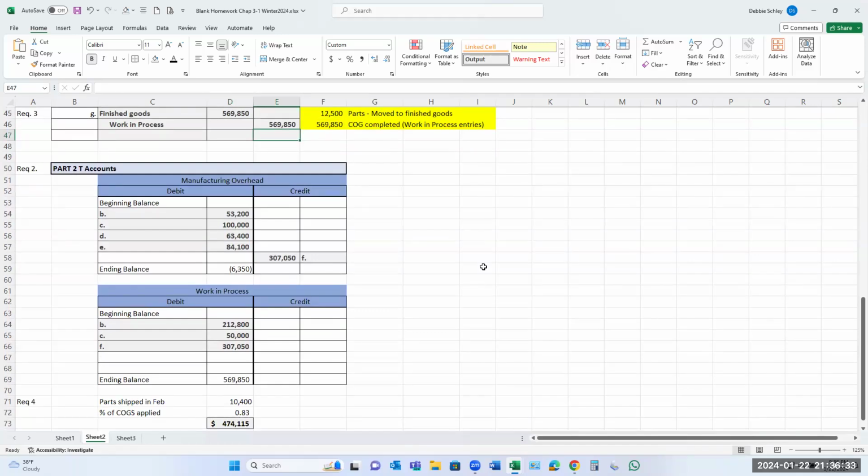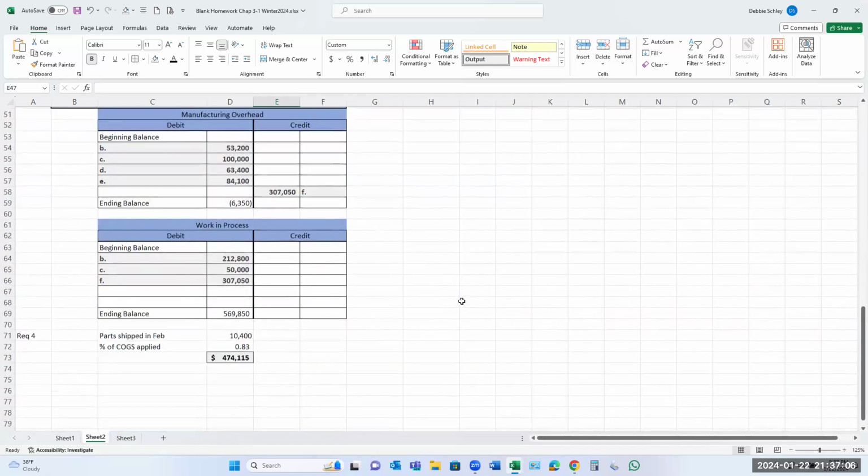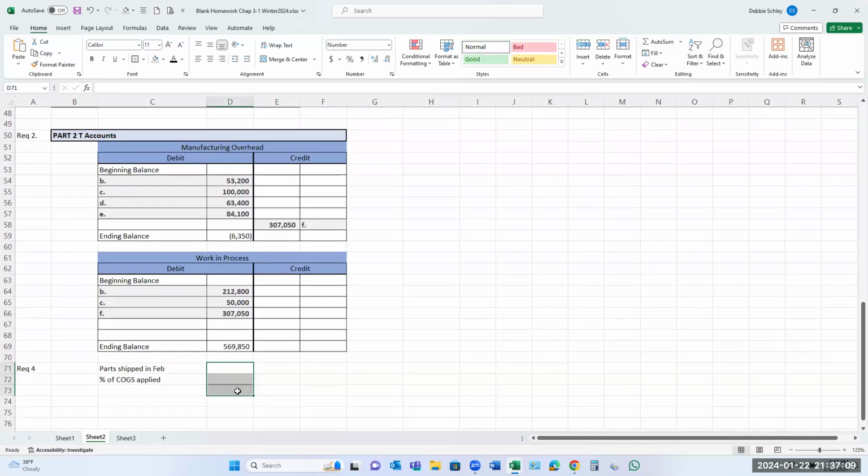Okay, let's read required 4. So for my problem, of those 12,500 parts that were finished, 10,400 of the custom-made machine parts are shipped to customers in February. How much of this job's cost will be included in the cost of goods sold for February? So the first thing we're going to have to figure out is what percent of these finished parts got shipped. So I should have deleted those. Okay. Whoops.